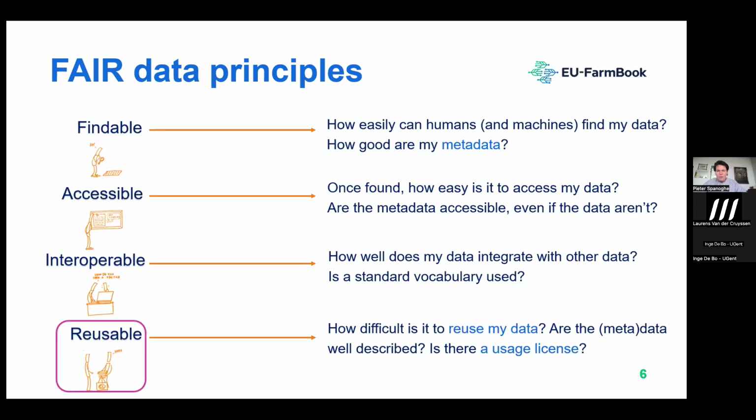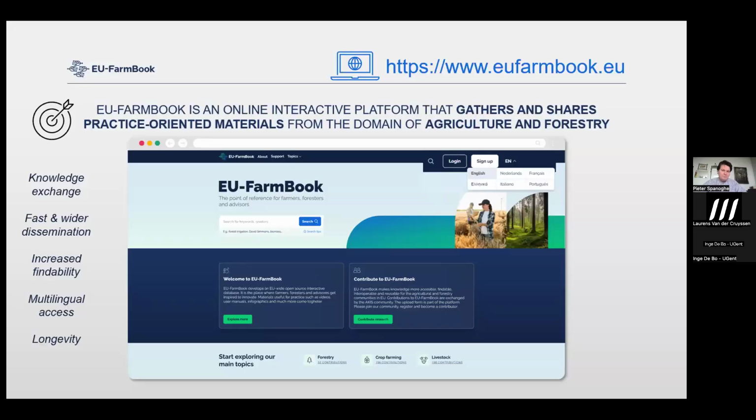Interoperable, yes. How can my data work with other data? Is there something I should take into consideration? I will talk in a moment about metadata, because if your data don't have metadata, then it makes it difficult to find it back. And reusable, yes, this is the point of today. I put it in FarmBook and then I get it back, or somebody else will use it. And what can he do with it? And is there a certain property right on it? And that's the license that we will discuss in a moment.